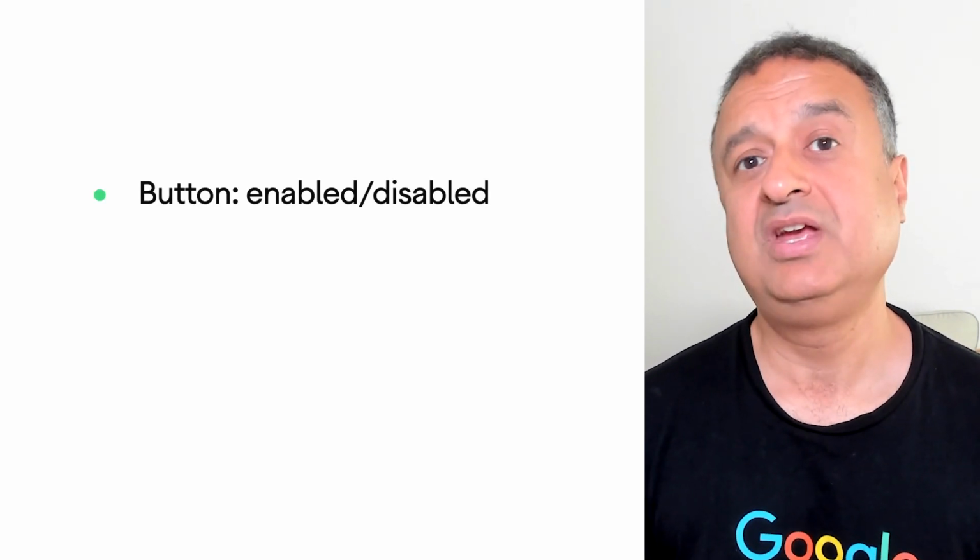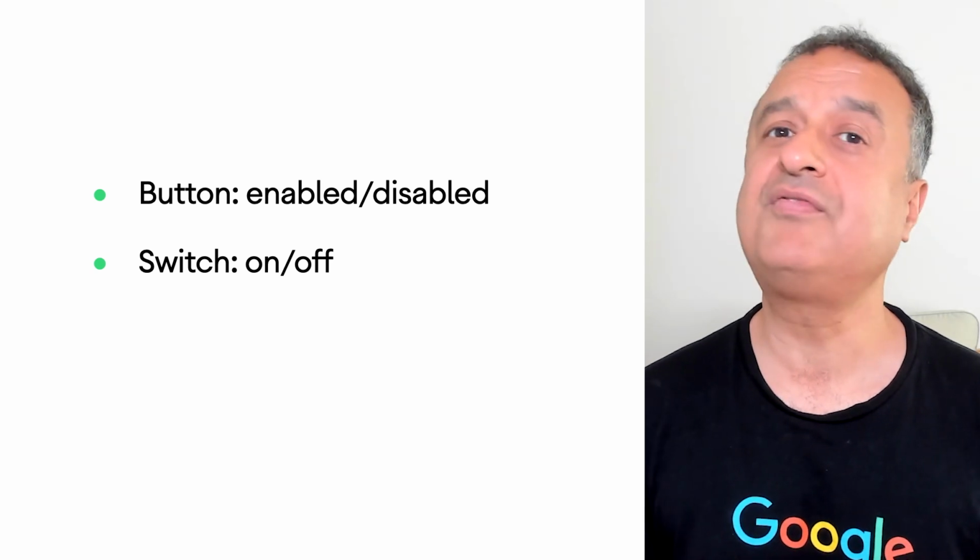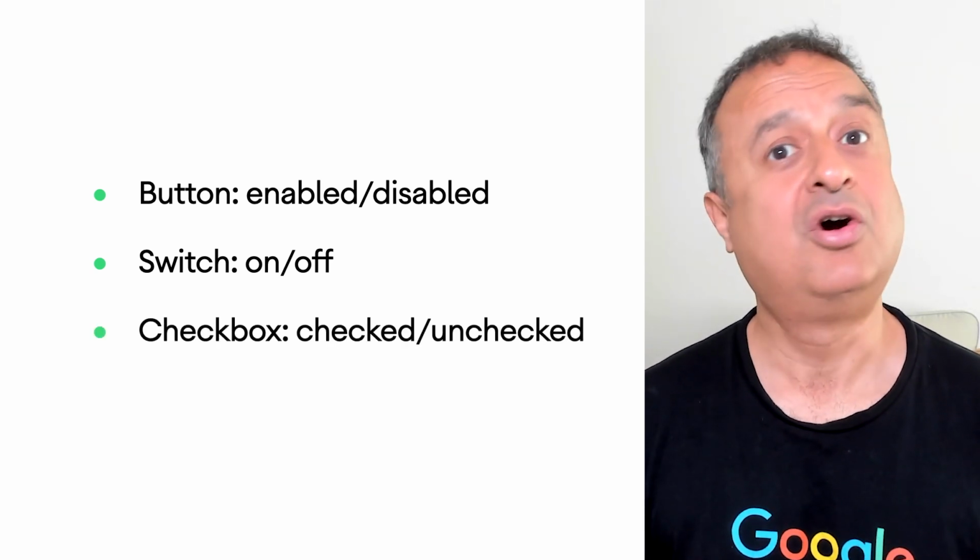In this DevByte, we'll discuss how to convey state from an accessibility perspective. Users of accessibility services need to know the state of a view so they can properly interact with that view. For example, they want to know, is the button enabled or disabled? Is the switch on or off? Is the checkbox checked or unchecked?